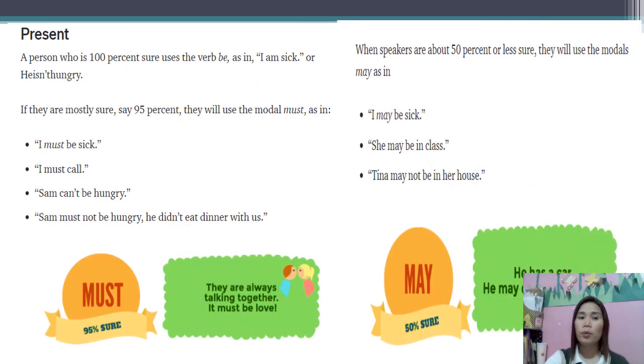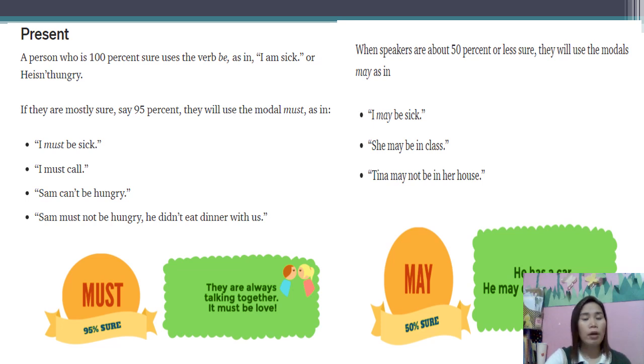So a person who is 100% sure uses the verb be, as in "I am sick" or "he isn't hungry." So here, if I am 100% sure that I am sick, I will say "I am sick." All right? But if it is 95%, I will be using must, like for example, "I must be sick."